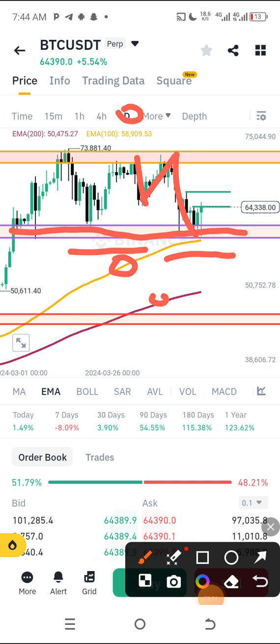So this strategy will help you a lot if you actually want to trade and make money consistently from Bitcoin.